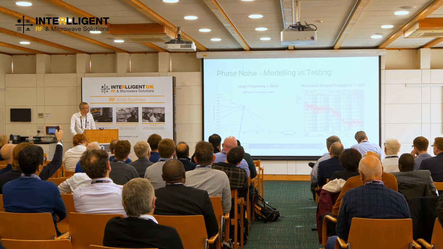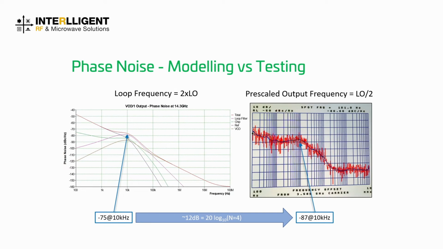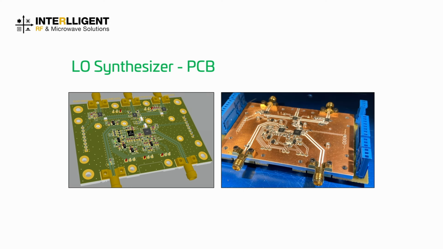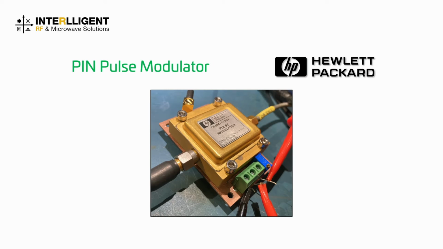We did some basic modeling using Analog Devices tools. We estimated the phase noise at the ×2 output was going to be -75. At the divided out output, that's effectively at a quarter of the frequency. We would expect to see a 12 dB improvement and a figure of about -87 dBc per hertz at 10 kilohertz. And sure enough, that's exactly what we've got. So credit to Analog Devices for their modeling tools. So again, this was produced in-house and put on our standard jig with its various DC interfaces on it.